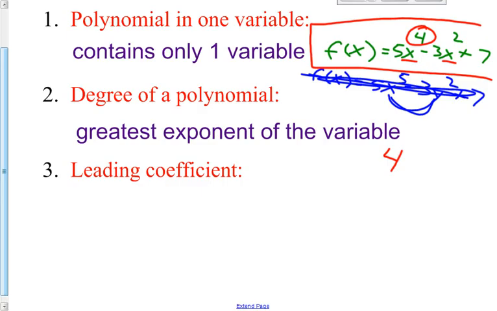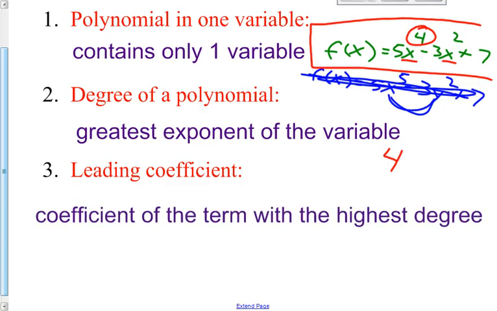And then lastly, the leading coefficient is the coefficient of the term with the highest degree. Remember, the coefficient is the number that comes before the variable. So the coefficient, the number that comes before the term with the highest degree, the degree is 4. So what is our leading coefficient? Our leading coefficient is the number 5. It's the coefficient of the term with the highest degree.